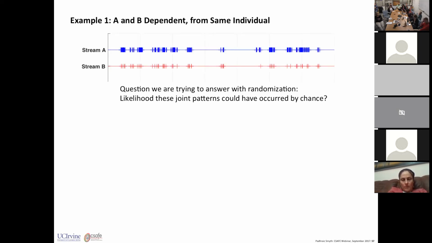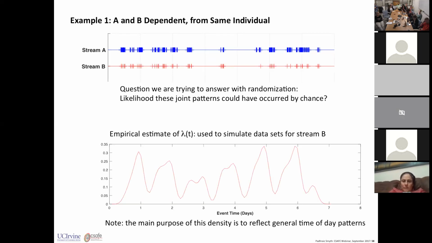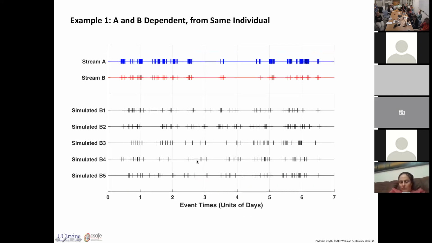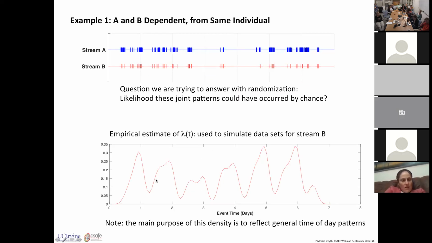So what happens when we actually do this with our data? Here are two streams from the same individual. We're essentially trying to answer the question of, could these have lined up by chance? They look like they're lined up, but could it have happened by chance? Here's the background rate that I used. It was estimated from all the other students. This is actually pretty noisy, and in practice, you'd probably want to average over the days, which I didn't do here, so I just averaged over time. But it's essentially giving you a time of day effect for simulating the data set.